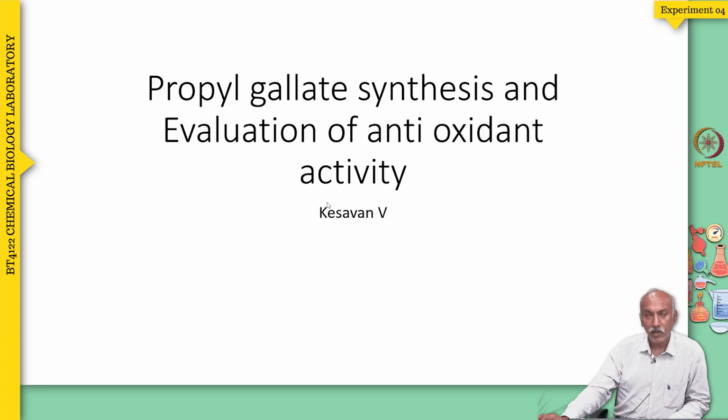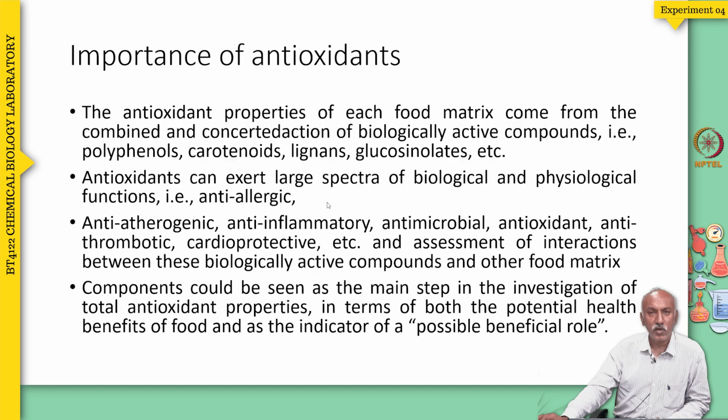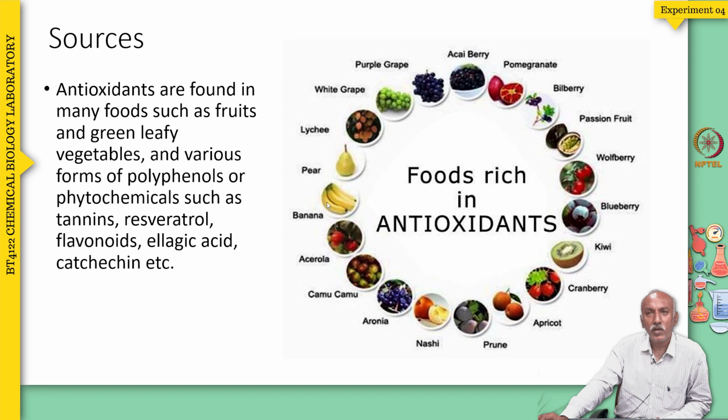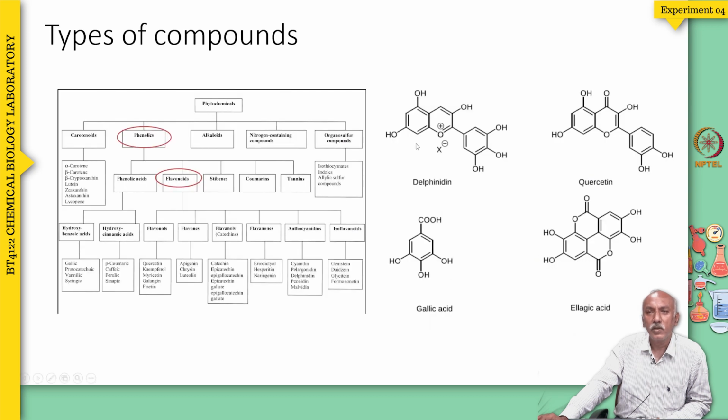So, in continuation of the propyl gallate synthesis, it is very important to have antioxidants for many processes, including to not cause DNA damage. So, antioxidant consumption is very important, and the foods rich in antioxidants are various, including vegetables and fruits, and even pomegranate juices.